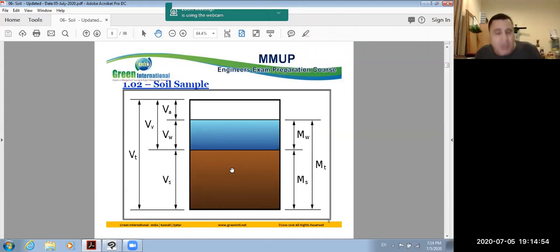A solid has volume and weight. Volume and weight, so VS is the volume of solid and MS is the mass of soil, and the weight and gamma, the weight and unit weight. And water has volume of water and mass of water, but for void we have only volume, we don't have mass or weight of voids. Weight or mass of void is equal to 0. But do we have volume? Yes, we have volume. Okay.